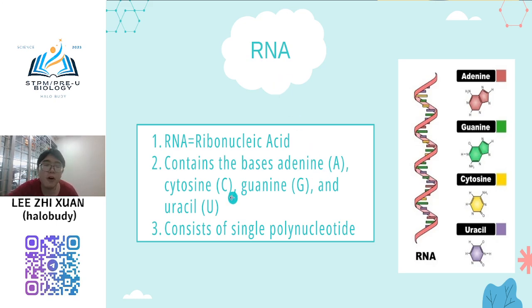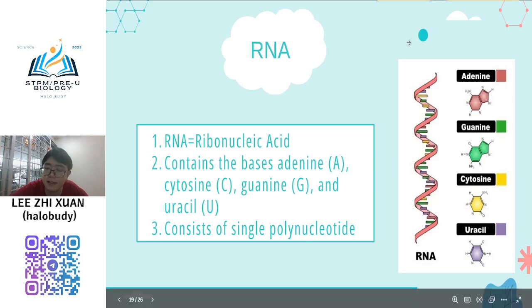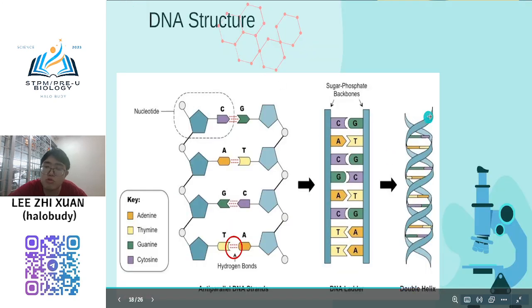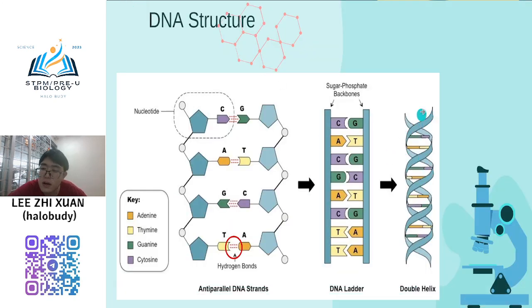So as I mentioned before, thymine is replaced by uracil. So in RNA there is no thymine. It will be replaced by uracil, but it will still be bonded with adenine, with two hydrogen bonds. And cytosine and guanine are just bonded with the normal three hydrogen bonds. It only consists of a single polynucleotide. So just like that, you only see one change, compared to DNA where there are two changes. You can see here there are two changes. One change is like this, and another one is like that.